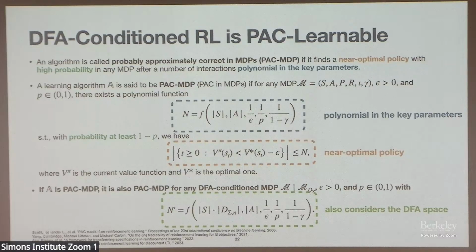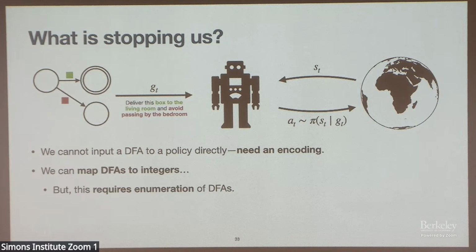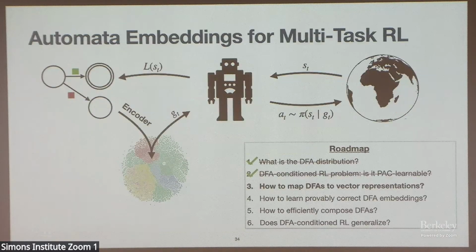Thanks. And then, okay, what's stopping us? It's PAC learnable. The problem is you cannot just give a DFA to a policy directly. We need an encoding. One way to do this, of course, is to map your DFAs to integers. It's countably infinite, so you can just give an ID to each DFA, but that requires me to enumerate my DFA space, which I don't want to do. You can jointly learn an encoder, but this is going to make the reward sparsity even worse. So we need to be smarter than this. So let's do that next.